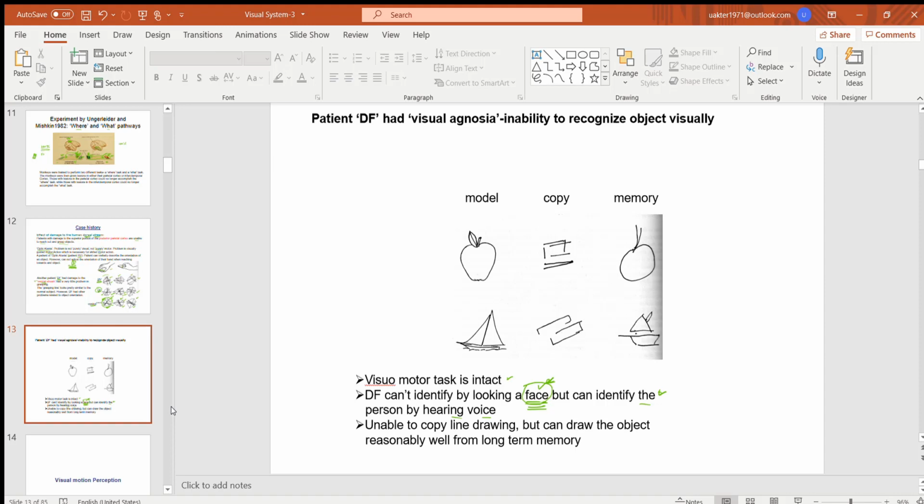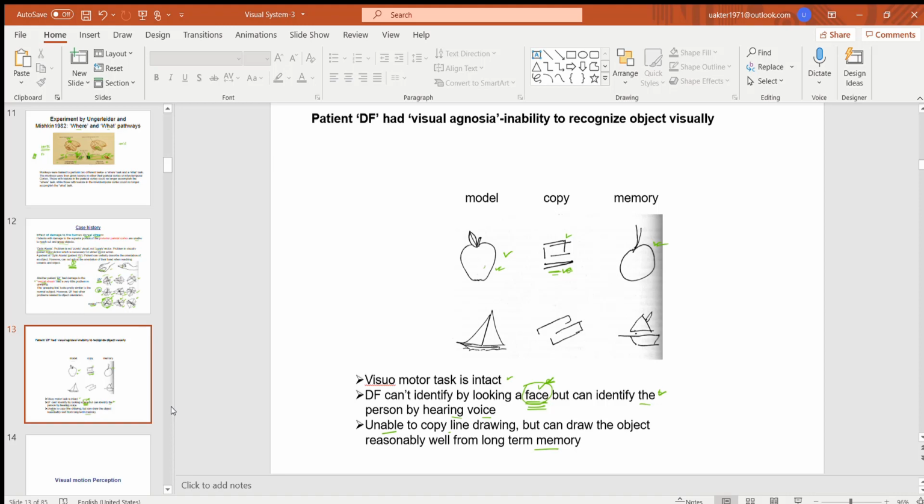Unable to copy line drawing, but can draw the object reasonably well from long-term memory. So this is another interesting observation. If you show an apple and ask the subject to draw exactly what the subject sees here, you see how DF sketched this apple, which doesn't make any sense. However, if DF was not shown any apple but was told to draw an apple from his memory, he can do it to some extent.